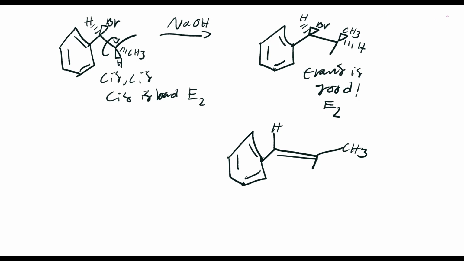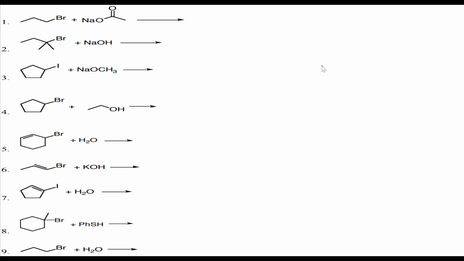Okay, there we go. So now for the final one, right? For the final shebang, we're going to do 9 practice problems that ties everything together. So for these problems, you're going to have to say, is it SN2, SN1, E2, or E1, right? And draw each reaction. So if it's SN2 and E2, you're going to have to draw each reaction.